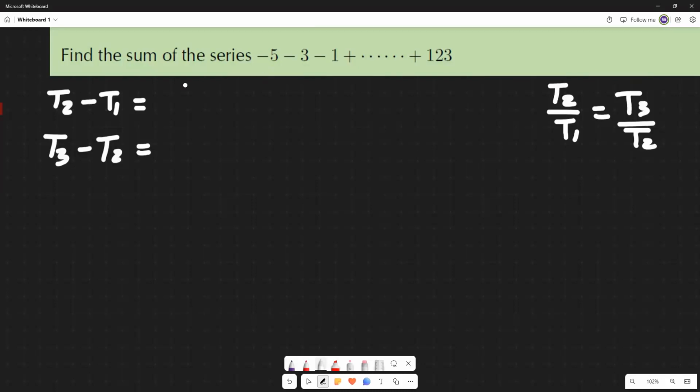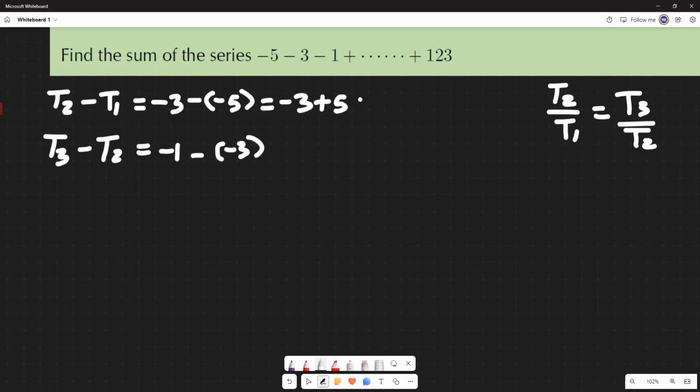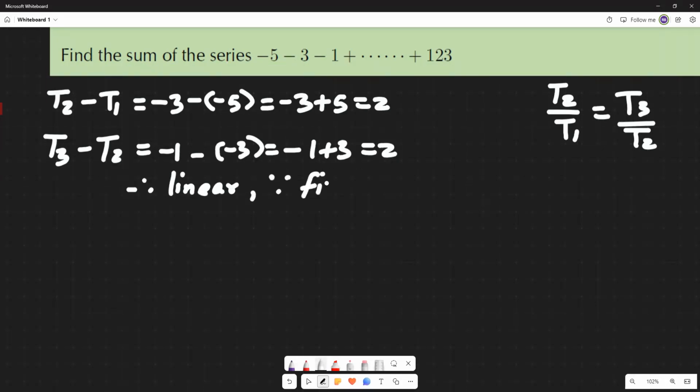Right. So let's see. The second term is minus 3, and then I'm going to have minus negative 5. Then the term 3 is minus 1, minus negative 3. We can see that, ladies and gents, I'm going to have minus 3 plus 5, which is 2. Here I'm going to have minus 1 plus 3, which is 2. Therefore, this is a linear pattern. Why? Because first, constant or common difference, right?